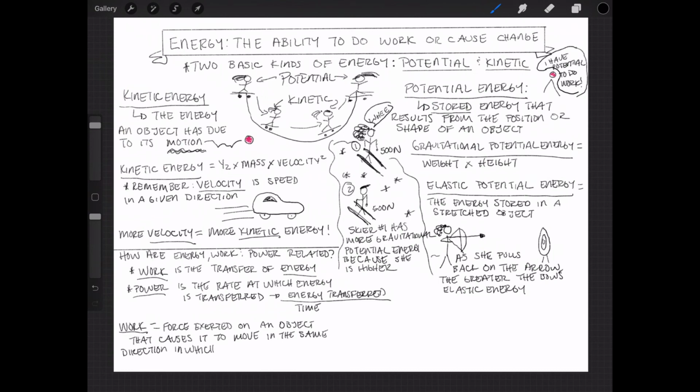So, in which the force is exerted. And if we remember, that's why we say we're doing work when we pick up our backpack and we are moving it in the direction in which the force is exerted, up in that instance, but we're not doing any work if we're pushing on a brick wall.